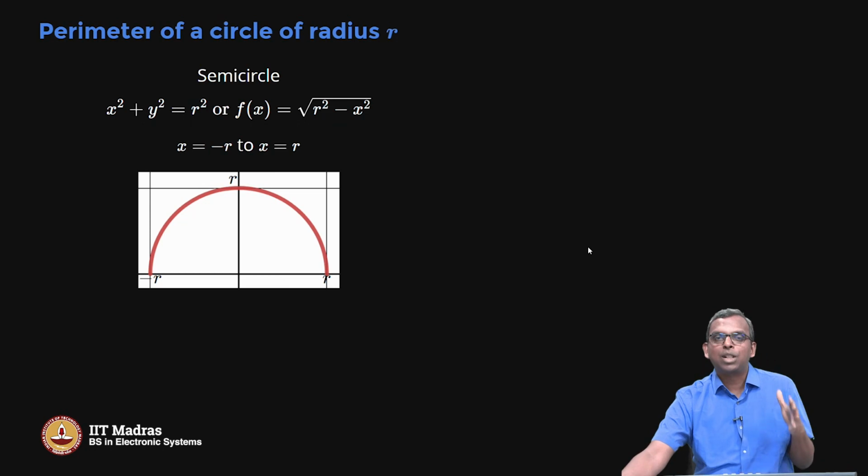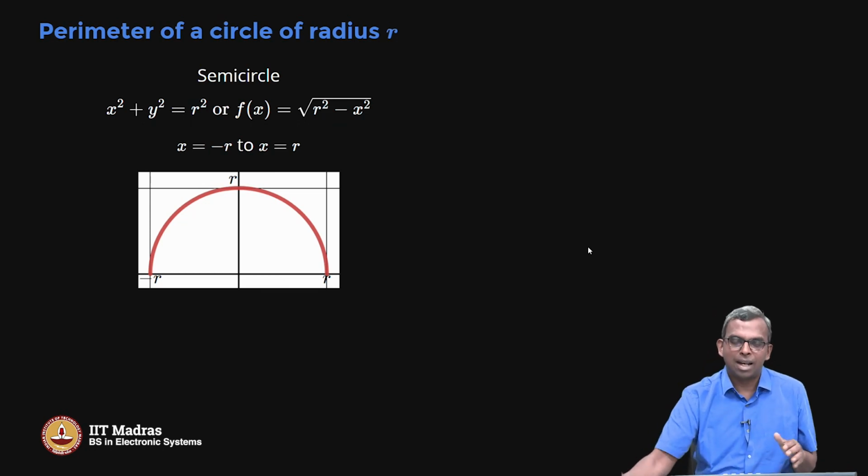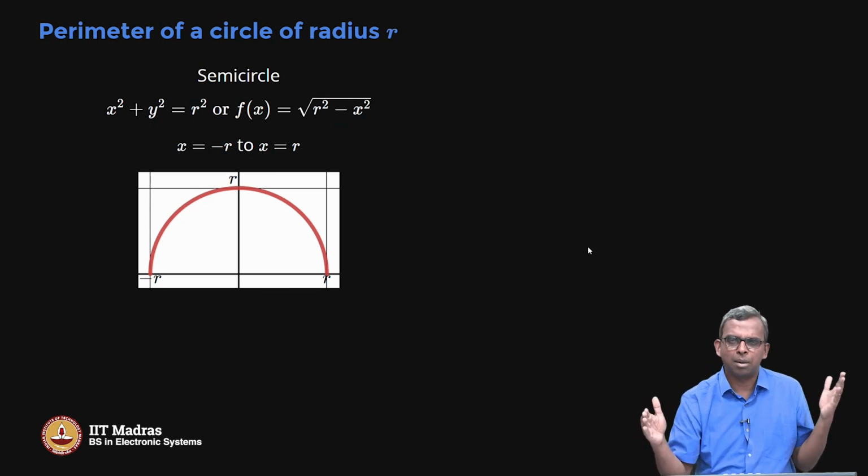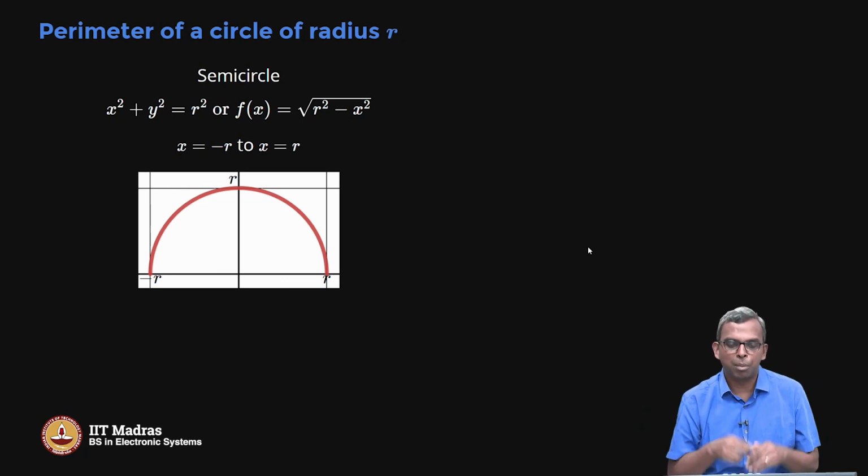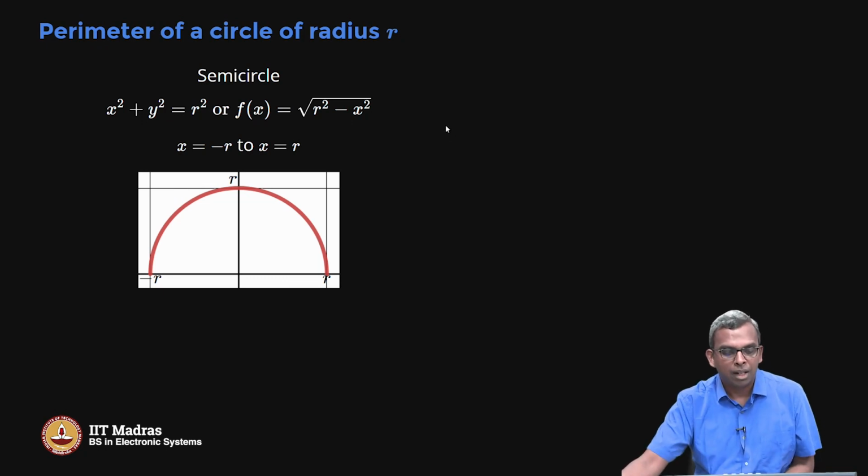Okay, so let's now come back to the perimeter of a circle of radius r. In the problems, we'll look at some improper integrals and get you some practice with how to deal with improper integration. But before that, let me complete the story of the circle. It's a fascinating story. Let's look at the semicircle of radius r. Now instead of the unit circle, I've gone to radius r.